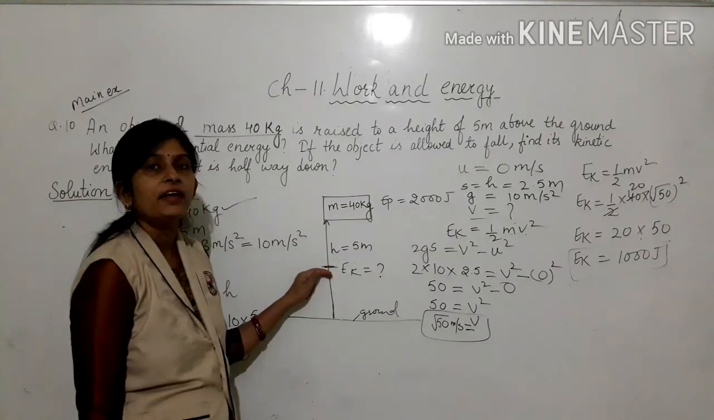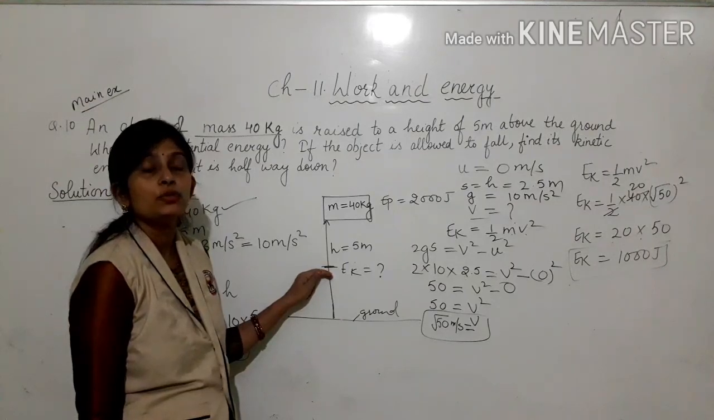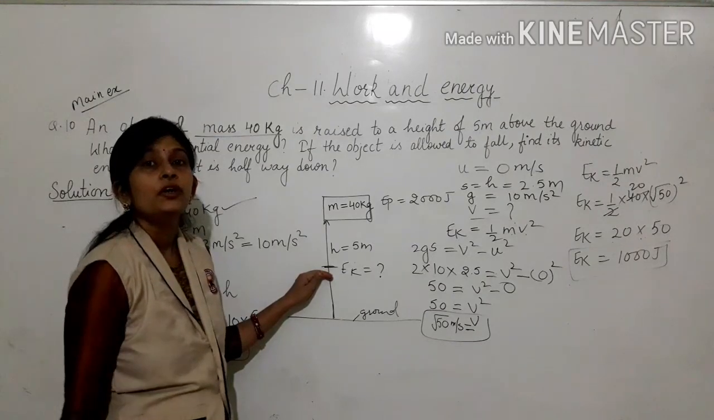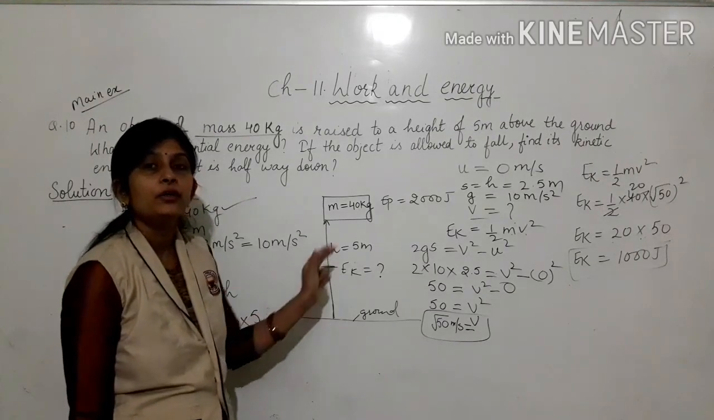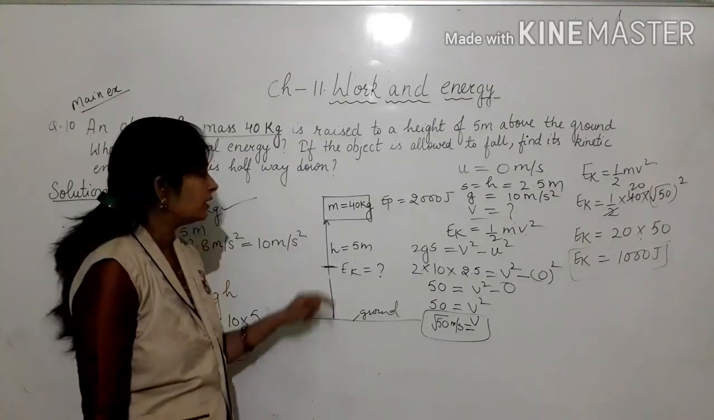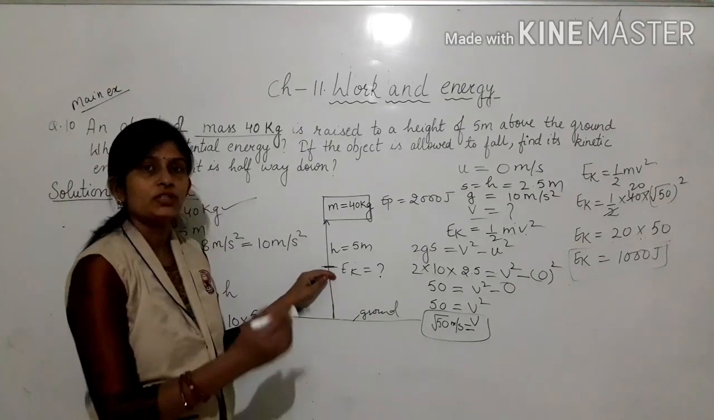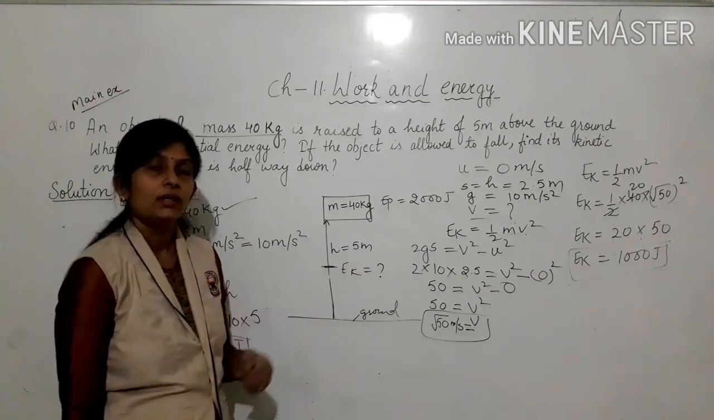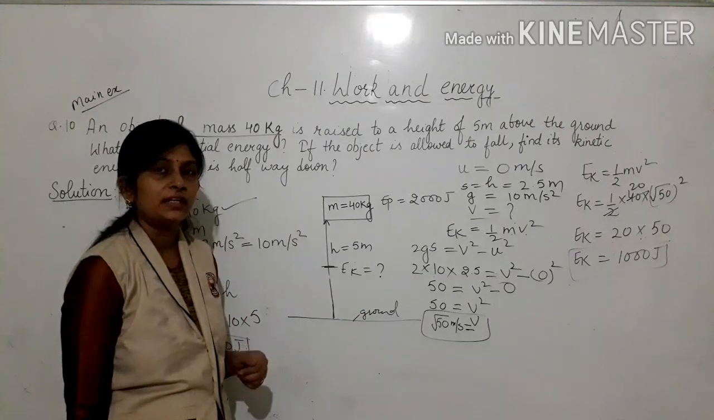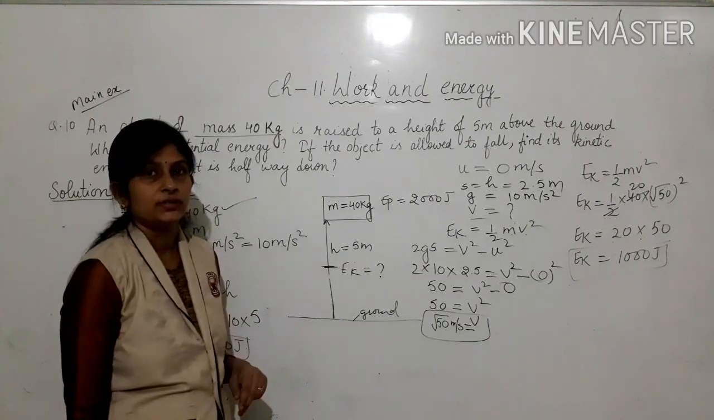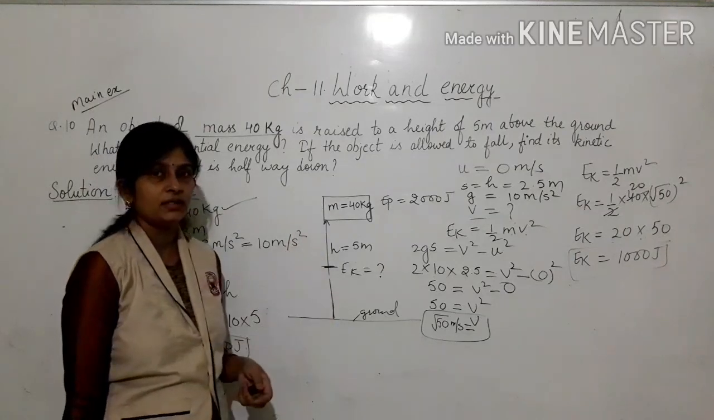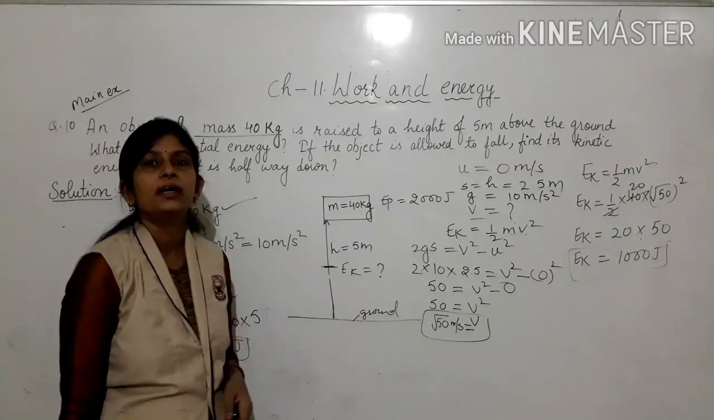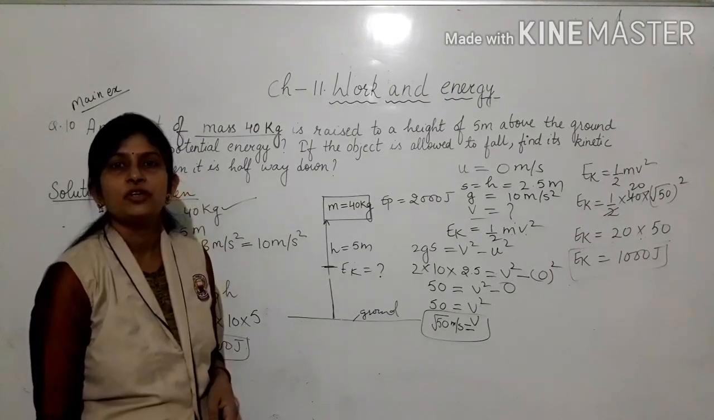So now at halfway down it has 1000 joules potential energy. It means 1000 joules potential energy is reduced, which is converted into kinetic energy. So here it has 1000 joules potential energy and 1000 joules kinetic energy. So the total amount of energy present in the body is 2000 joules. It means energy always remains constant, conserved the same. It is just changed from one form to another according to the law of conservation of energy.